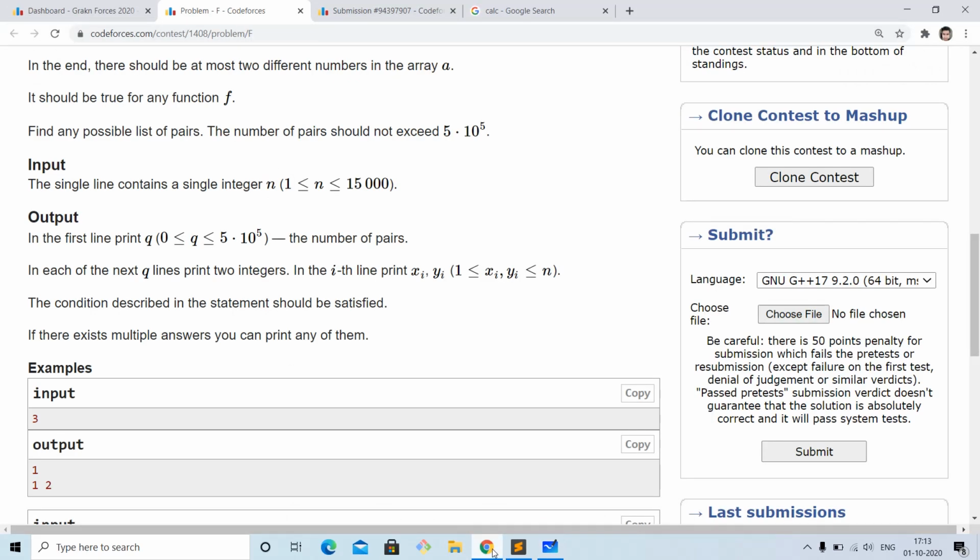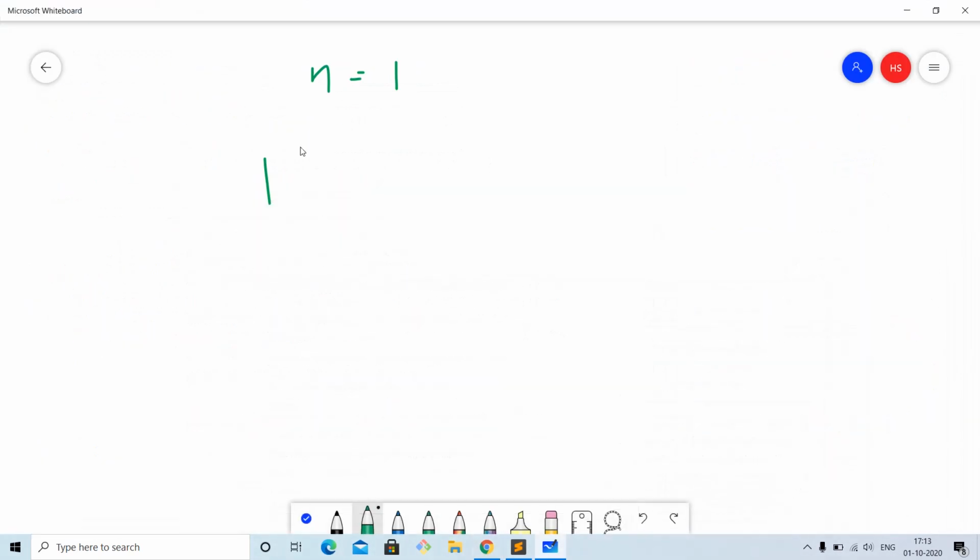If n is equal to 1, we have only one number, which is 1. In this case we don't have to do anything, and we cannot even take a pair from this number 1. I think from the constraints, yes, n can also be 1. So if n is 1, we cannot take any pair. We can simply output that there are 0 pairs, and we will not output any pairs either. So this will be blank.